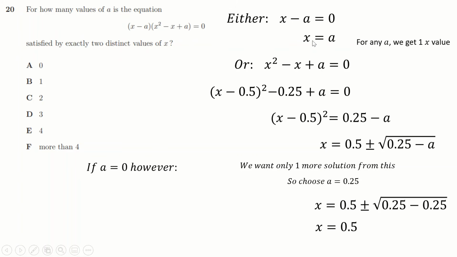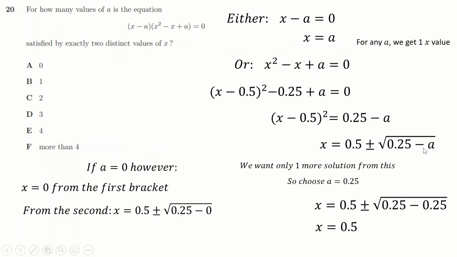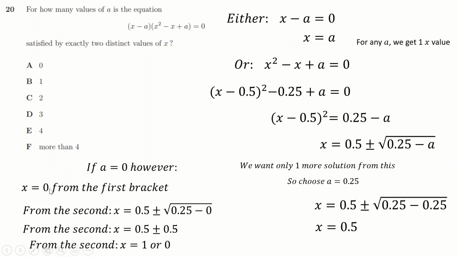Firstly, if we choose a to be 0, we get a solution of x is 0 from the first bracket. That's fine. And now what happens if we choose a to be 0 here? Well, we get 0.25 minus 0, which is 0.25, but the root of 0.25 is a half, because it's the root of a quarter. And of course, this gives us either 1 or 0, but we've already got the solution of 0 from the first bracket, so therefore we've got two distinct solutions for x, 1 and 0. So there are actually two values of a that do this. This one, which I found, and this one, which I have no idea how you're supposed to find.